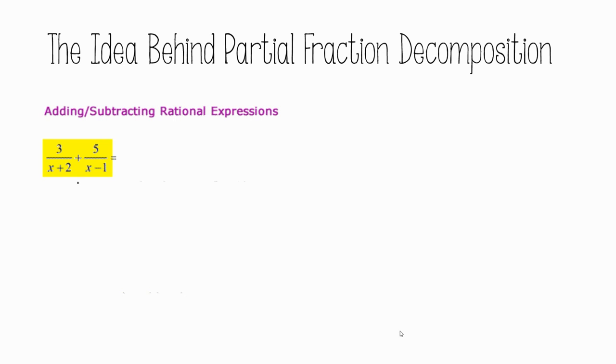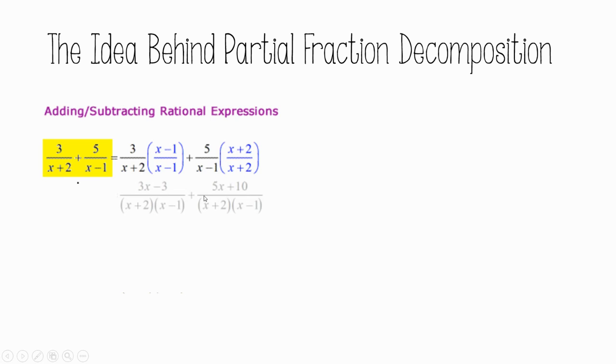So the idea behind this is if I have 3 over x plus 2 plus 5 over x plus 1, we couldn't add these together because they don't have like denominators. So what I'd need to do is get a like denominator, multiplying each denominator to each other. So multiplying 3 over x plus 2 by x minus 1 and x minus 1 by x plus 2 to both the numerator and denominator. Remembering to then distribute, so I have 3x minus 3 and 5x plus 10.